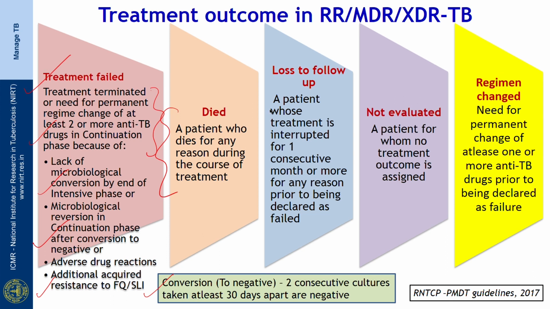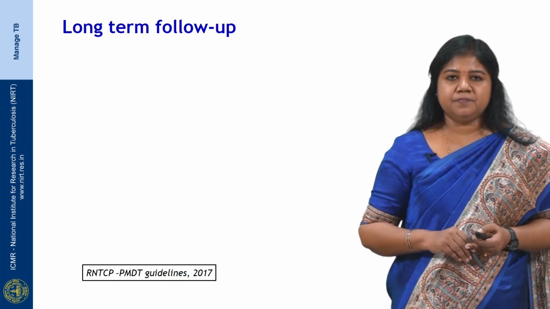A patient who dies for any reason during the course of anti-TB treatment, the outcome is taken as died. Lost to follow up: a patient whose treatment is interrupted for 1 consecutive month or more for any reason prior to being declared as failure is declared as lost to follow up. A patient for whom no treatment outcome is assigned is not evaluated. Regimen change: a patient who needed permanent change of at least one or more anti-TB drugs prior to being declared as failure. The outcome is regimen change for such a patient.